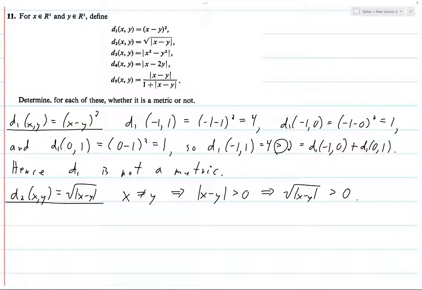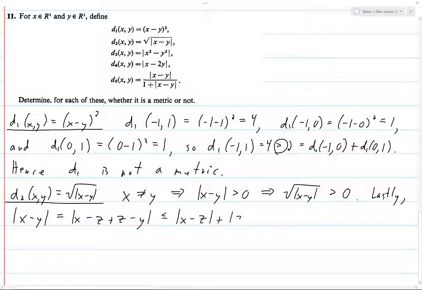The last thing is the triangle inequality, and this is usually the one that takes work. So lastly, if we have any x and y and z, the norm of x minus y, well, we do the standard thing that we do all the time in this textbook: you take x and you subtract z and you add z in the middle here, and then we use the triangle inequality for the absolute value to write this like this.